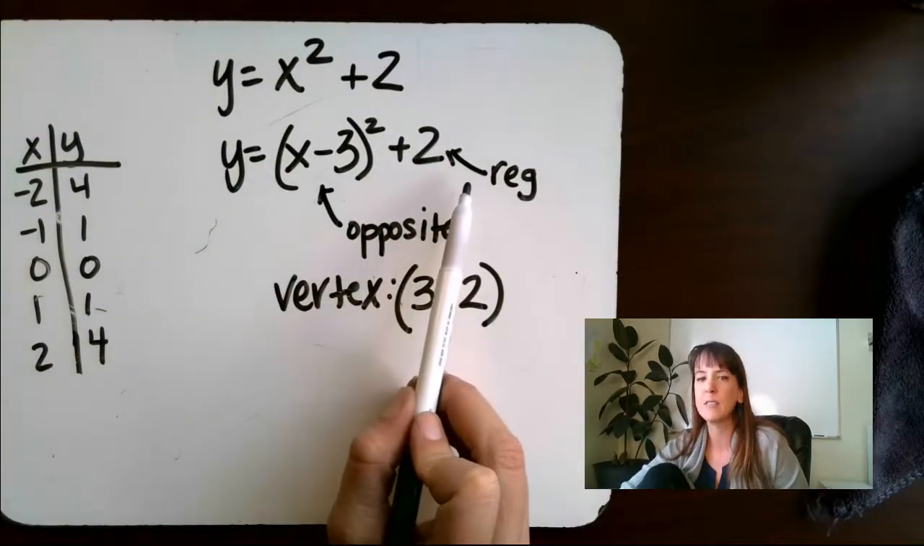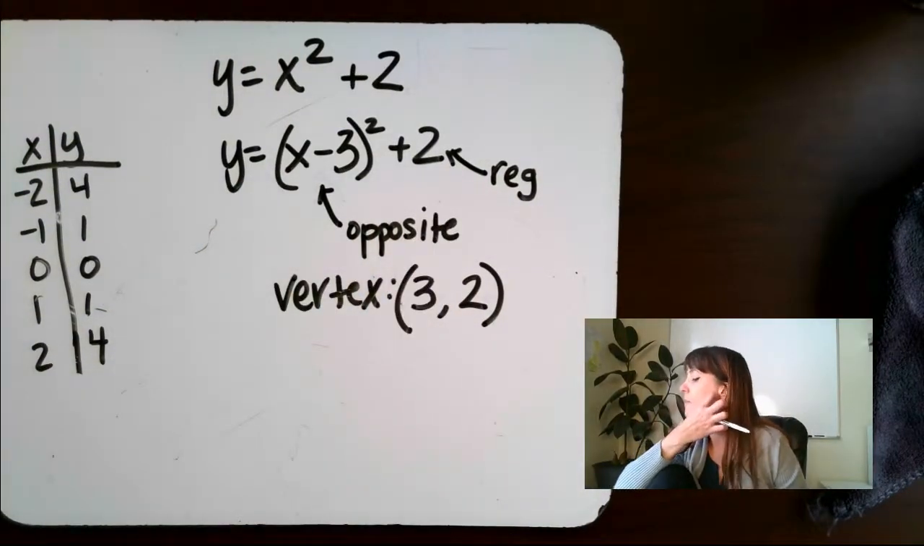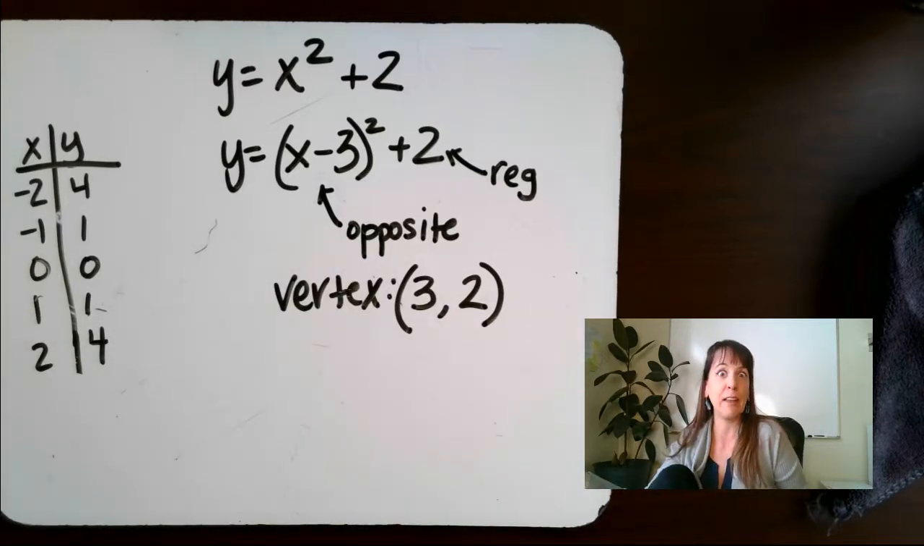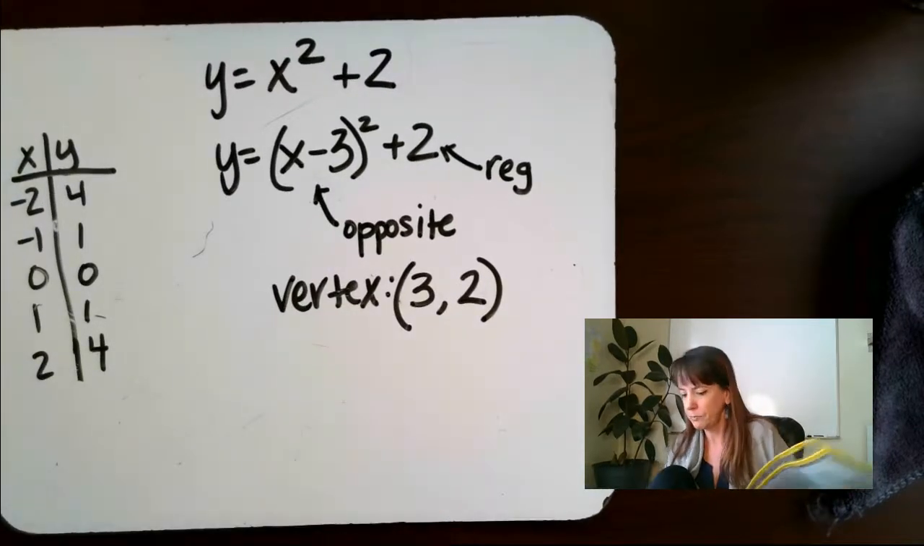So let's take a look at this. This is also why this is called vertex form, okay? Because you can easily identify that vertex, right? So we know that our vertex is right there.